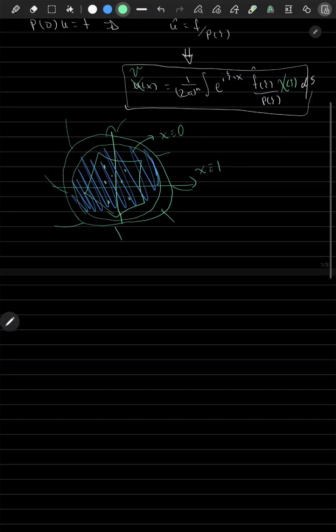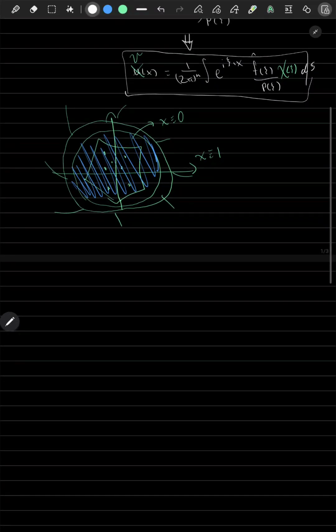Okay, so now we have this expression. Let's just keep working with it and see where this leads us. So let's rewrite that down here. We have v of x, which is somewhat of an approximate solution. It's the best we have, and it is equal to this expression here.